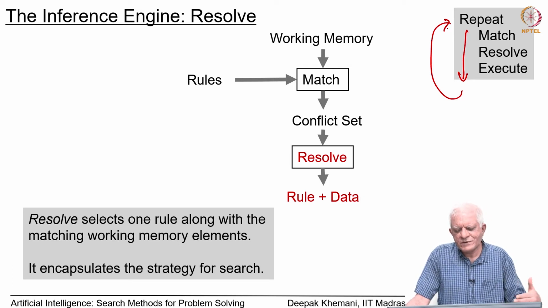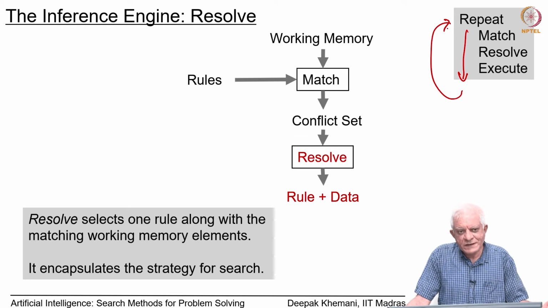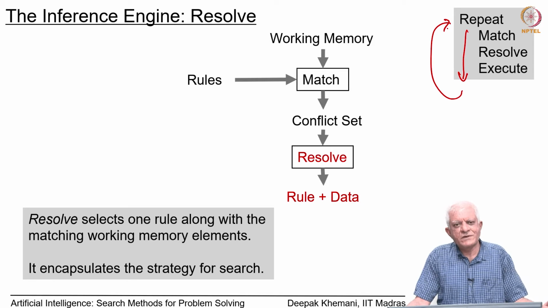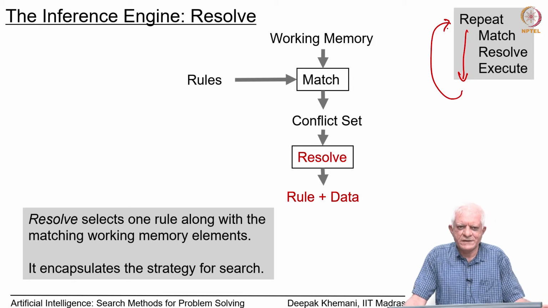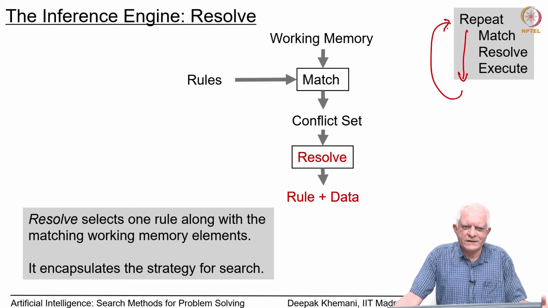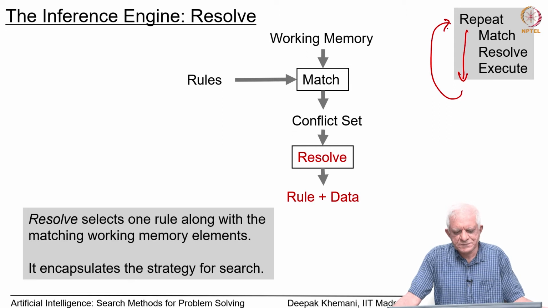Likewise, here also you are generating many rule instances which are ready to execute, and deciding which one to execute next is going to be critical to solving the problem. We will see that this is where a lot of knowledge has to be embedded, and we will look at different conflict resolution strategies. Essentially, the resolve component encapsulates the strategy that you are using for search.